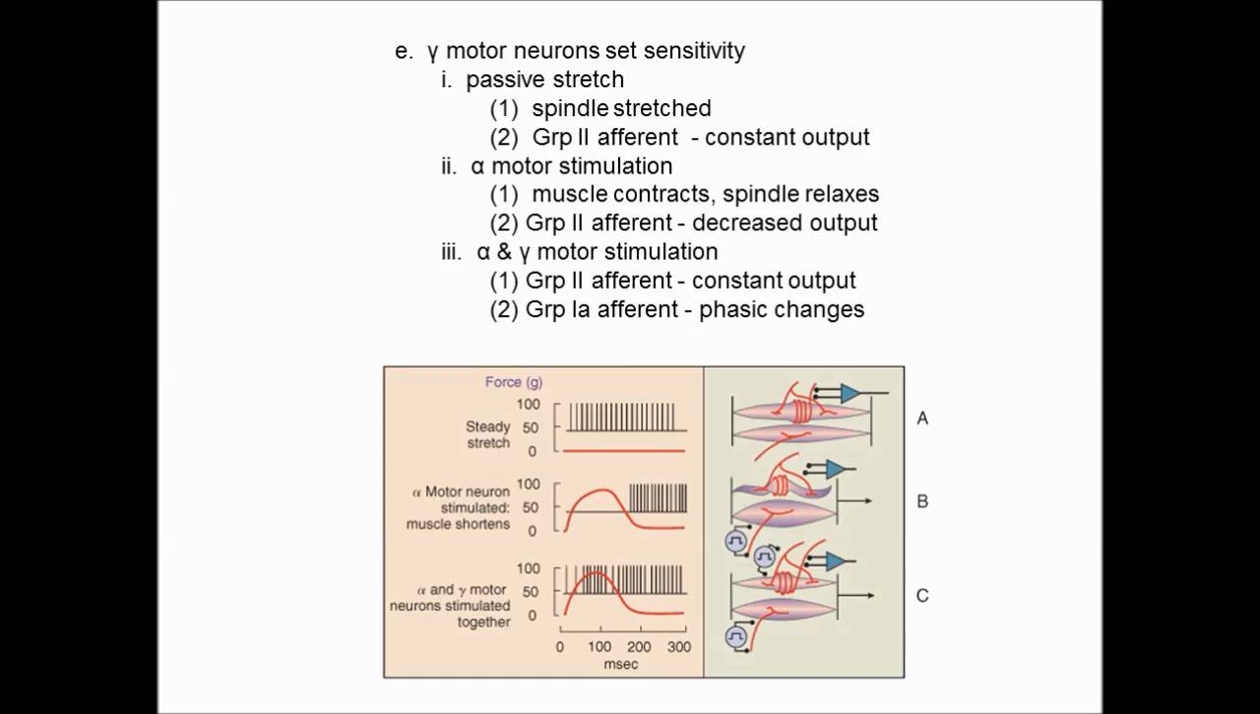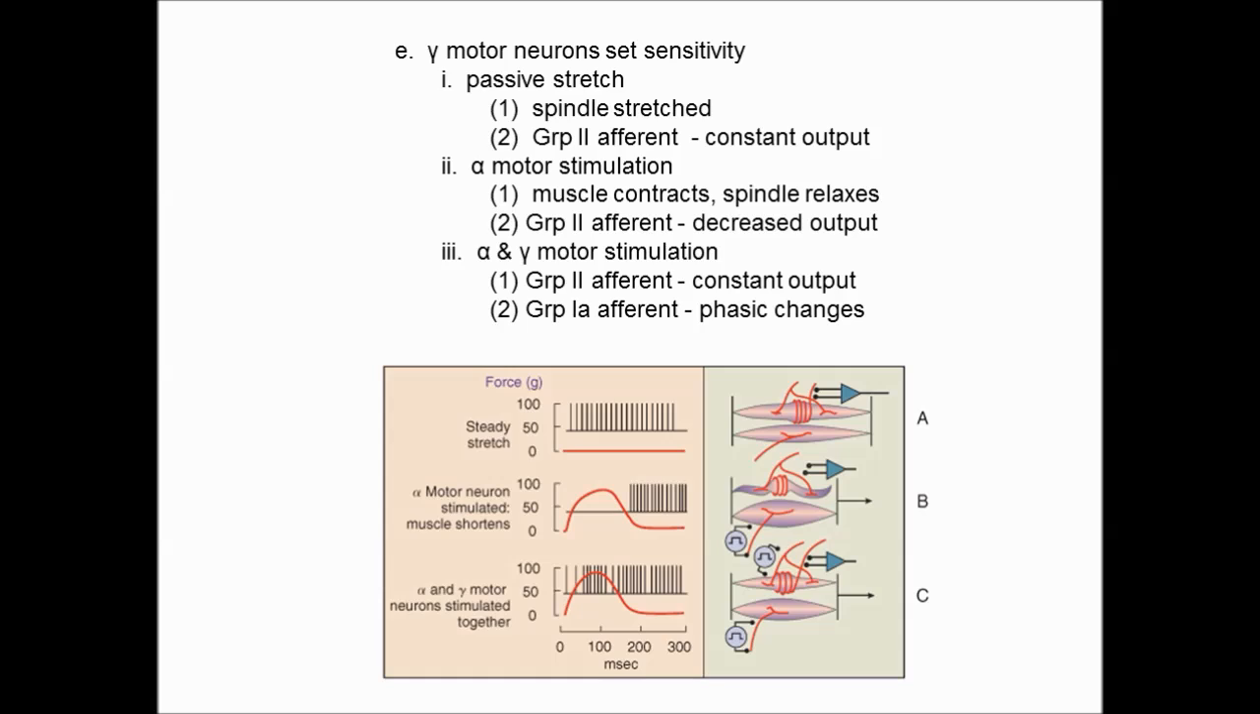If the alpha motor neuron contracts the extrafusal fibers, the fibers around that muscle, it will relax the spindle inside the muscle. The muscle spindle will relax, and so the output will shut off. So when the muscle itself contracts, it shuts off the output, and this is looking primarily at group 2 afferent fibers. If you stimulate the two simultaneously, this is where you start figuring out what gamma motor stimulation does.